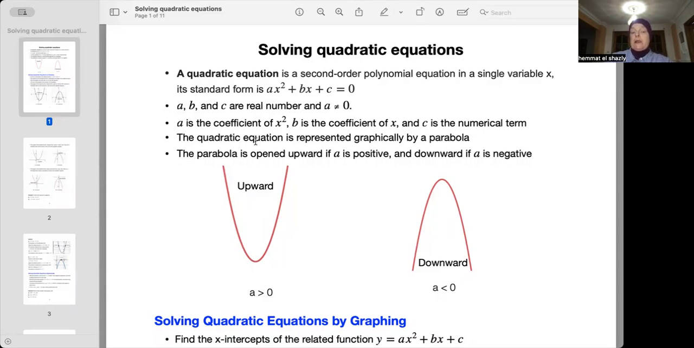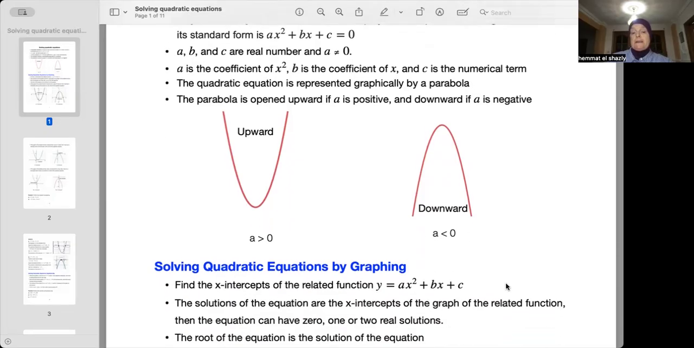The quadratic equation is represented graphically by a parabola, upward parabola or downward parabola, as the figures show. Upward parabola if the value of a is greater than 0. Downward parabola if a is smaller than 0.